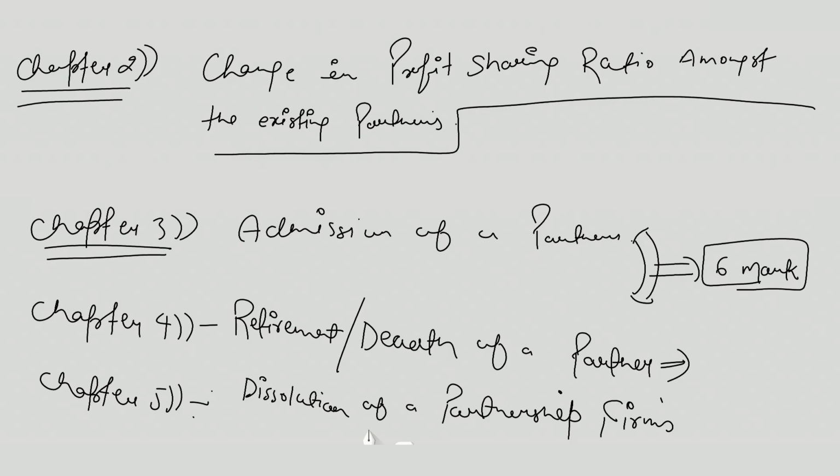So this chapter is all about the winding up of a partnership firm. When a partnership firm gets wound up, what are the various accounts that the accountant or the CA has to prepare? So this chapter is all about the winding up of a partnership.